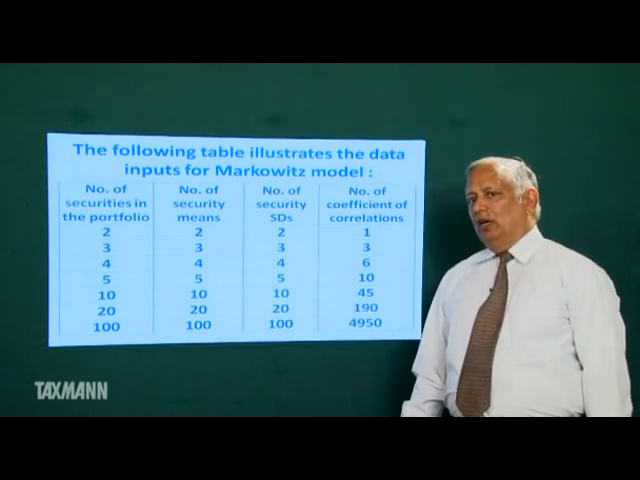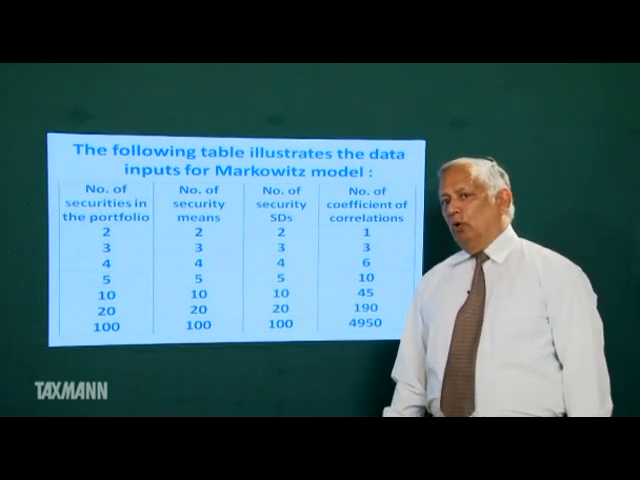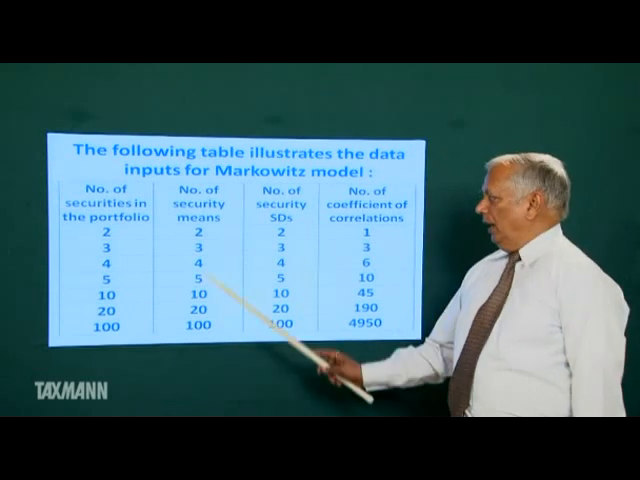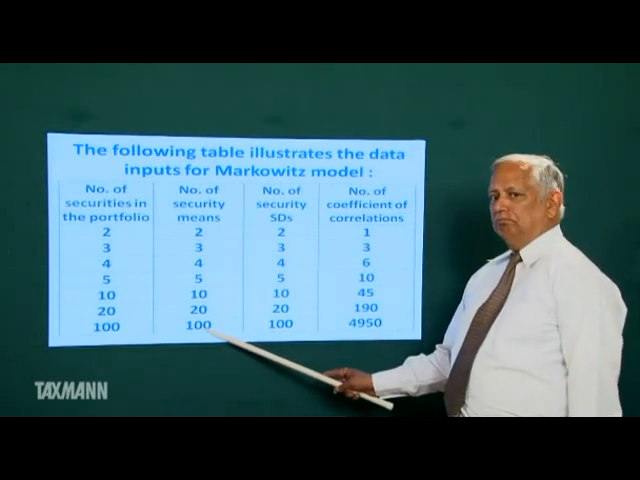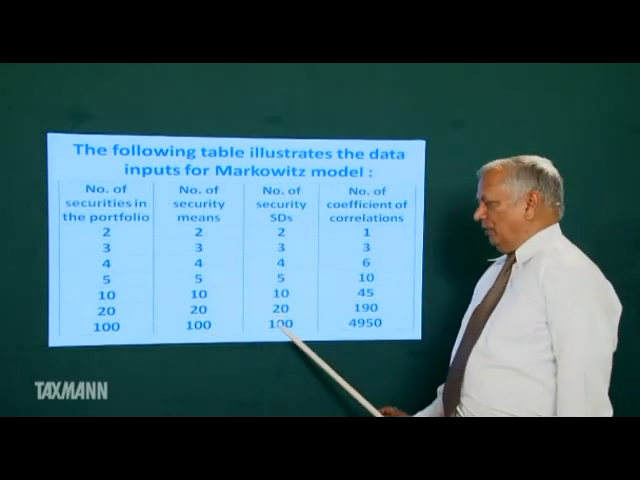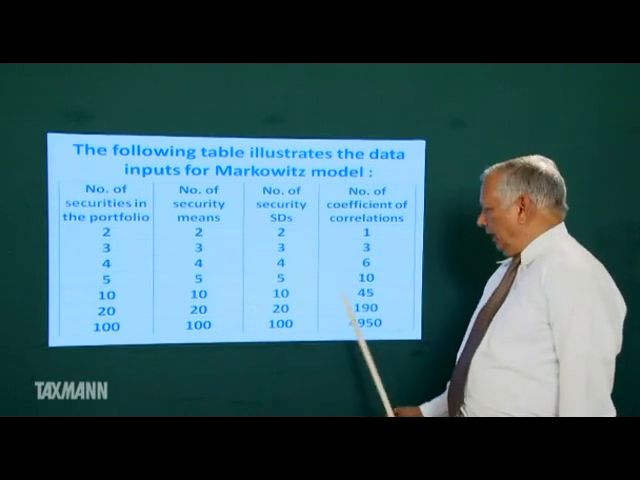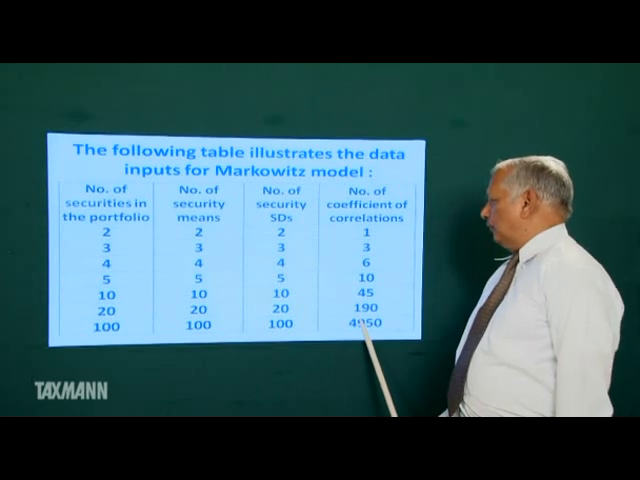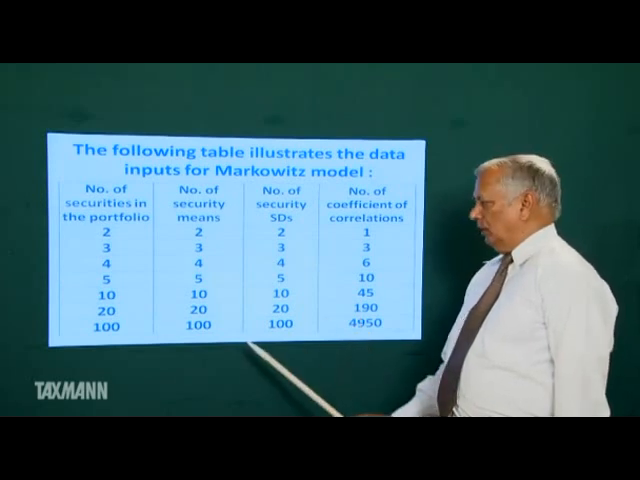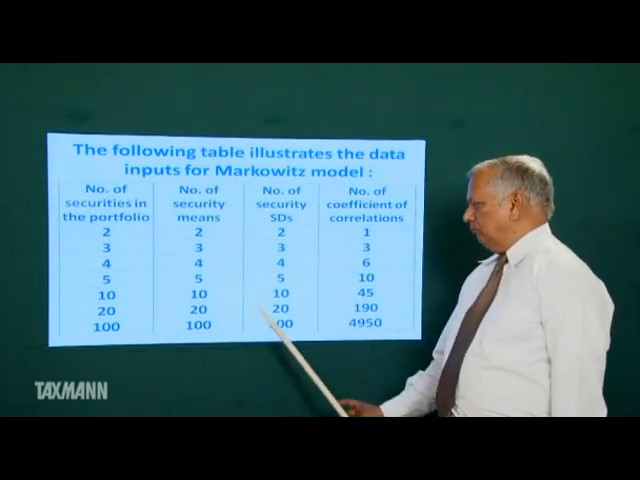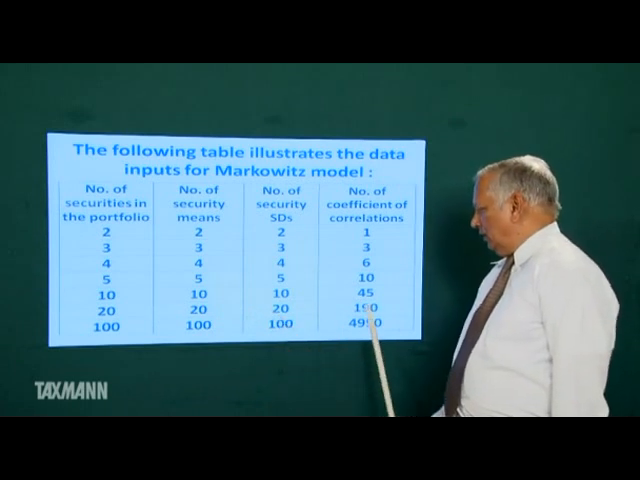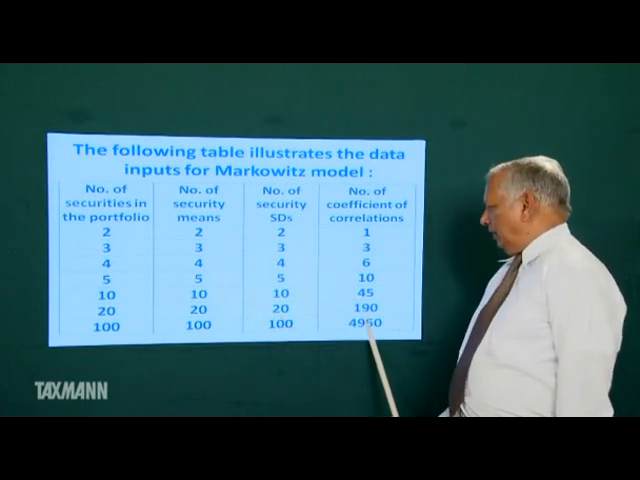So, what is the input requirement of the model? We require n means, n standard deviations and n into n minus 1 upon 2 coefficients of correlation.